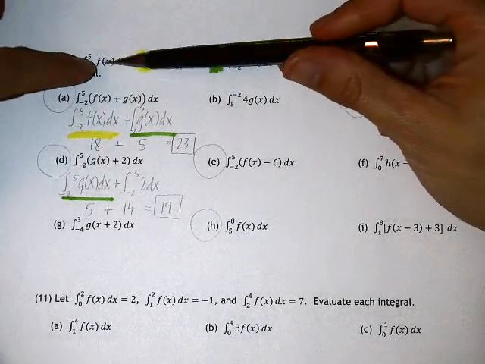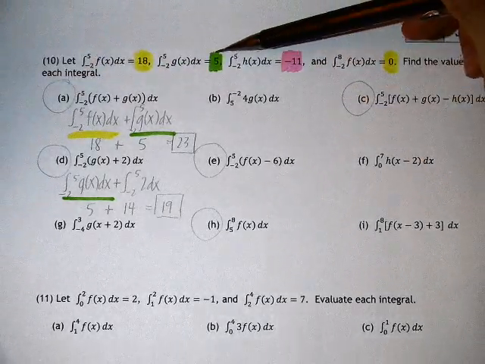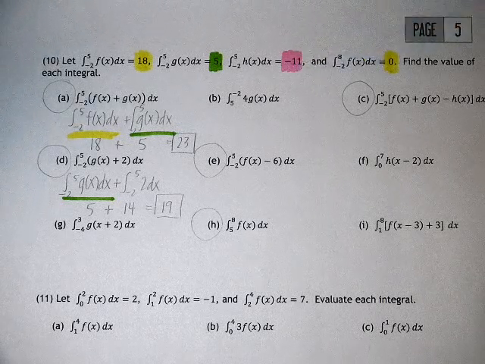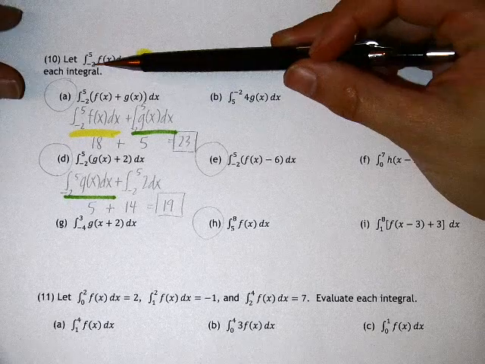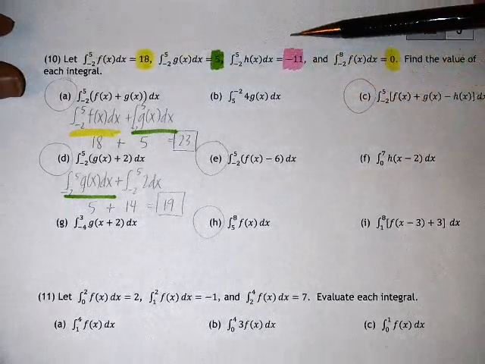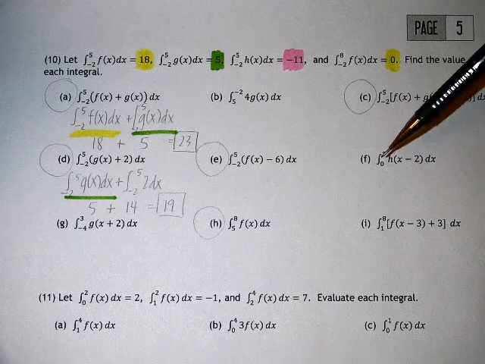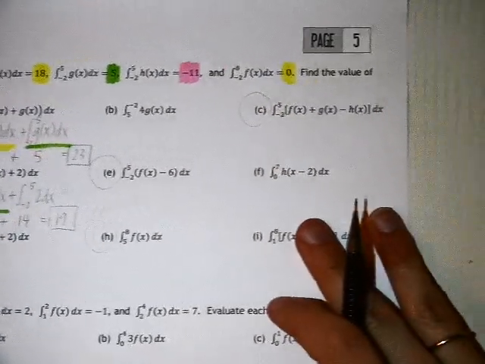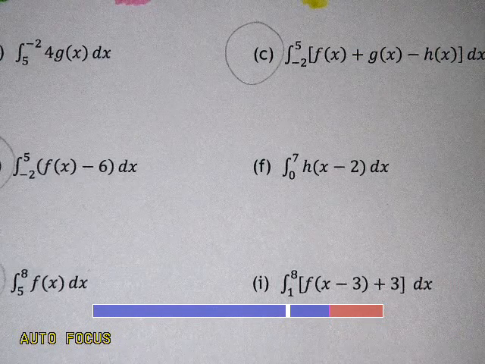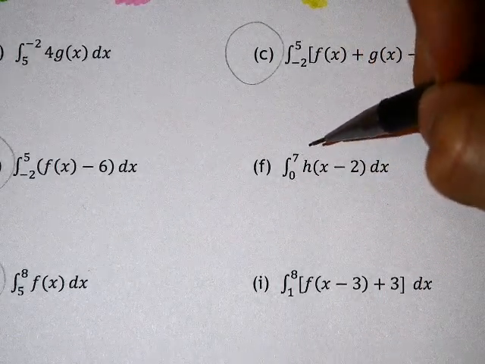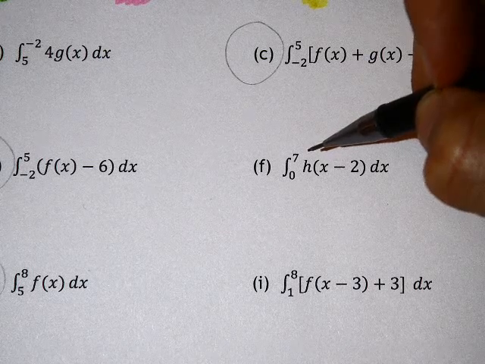For example, that the area of F is 18, the area of G is 5, the area of H is negative 11. All those things are great. And they all referred to the same areas from negative 2 to 5 on each distinct graph. But question letter F looks different for one glaring reason. Its integral is from 0 to 7. And you might be looking at that going, what the heck? How am I supposed to think about that?